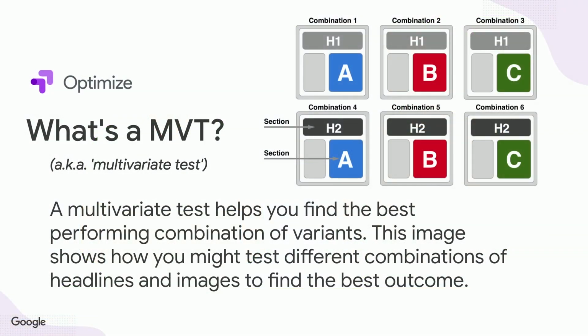So, what is a multivariate test? A multivariate test, or MVT, helps you find the best performing combination of variants. So in this example, you might test different combinations of headlines and images to find which one works the best.